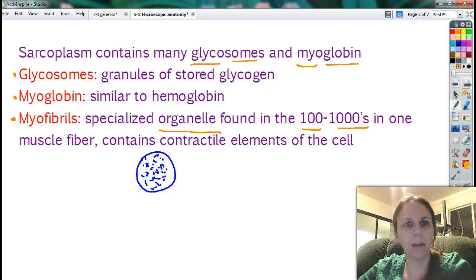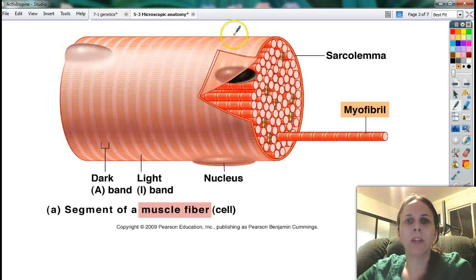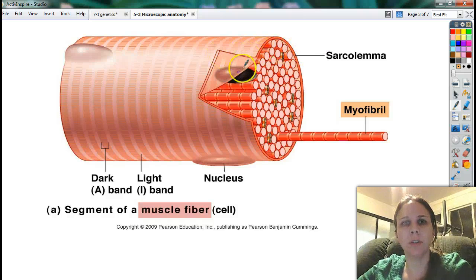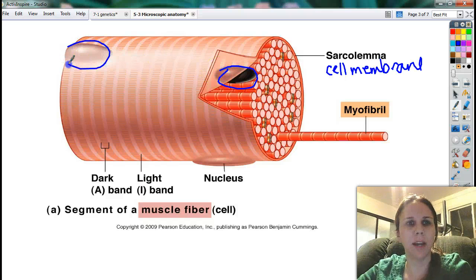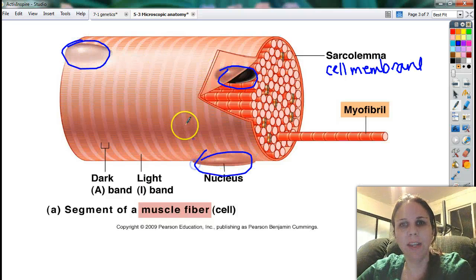Okay, all right. So here's a picture. Here is this outer portion, this little triangle and this part, the sarcolemma, which is what? The cell membrane. Here's this poor little nucleus that's been shoved off to the side because he doesn't fit. And then we've got the myofibril. So this is the pencil lead.